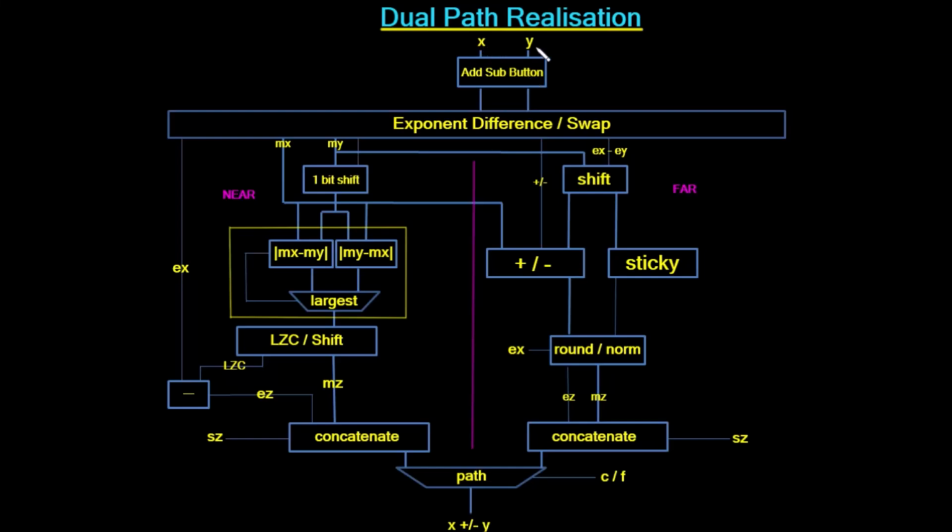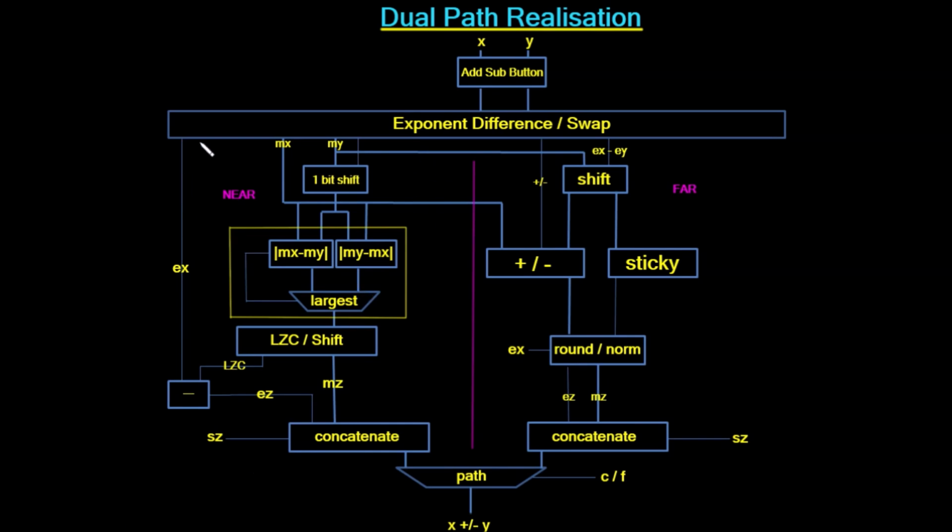So we start off at the top here with our inputs, which are our x and y. We have our add and subtract button. So if the subtract is pressed, then the y value gets negated. So if the y value was a negative, it becomes a positive. If it was a positive, it becomes a negative. We then go in and we make a comparison with the exponent, and if we need to, we swap the exponent so the exponent of x is always greater than or equal to the exponent of y.